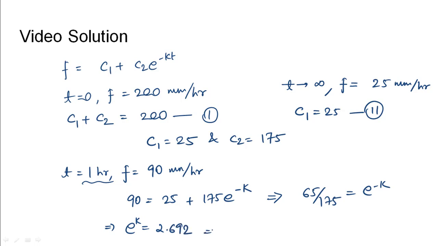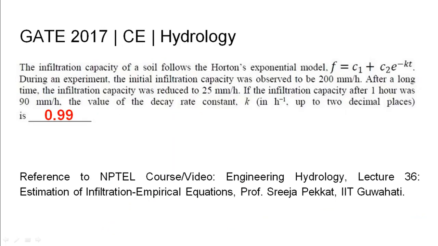2.692. Taking natural log on both sides, that is ln of e power k equals ln of 2.692. The value of k would turn out to be 0.99. So the decay rate constant in hour inverse was found out as 0.99.